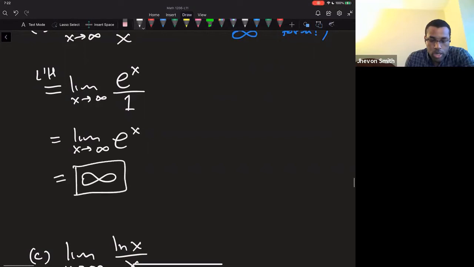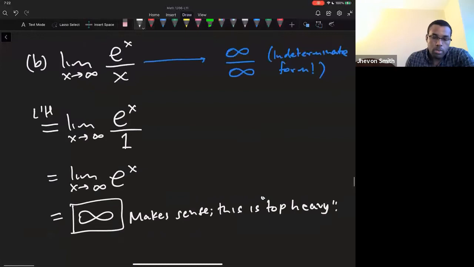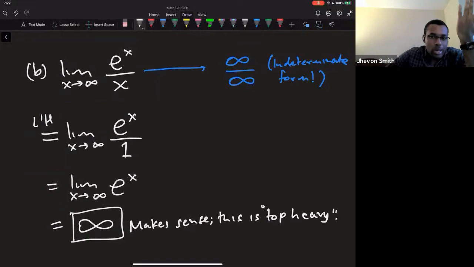which makes sense because this is top heavy. So again, we kind of knew that was the answer. I did mention that increasing exponentials increase way faster than any polynomial. So your e to the x is going to overwhelm the x. It's top heavy. The top is going to infinity a lot faster than the bottom, so you have a fraction where the numerator is huge and the denominator is relatively small. You get a huge number as a result.